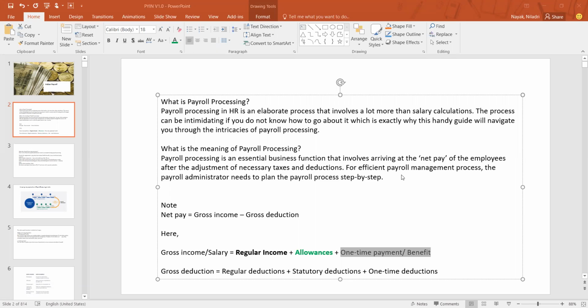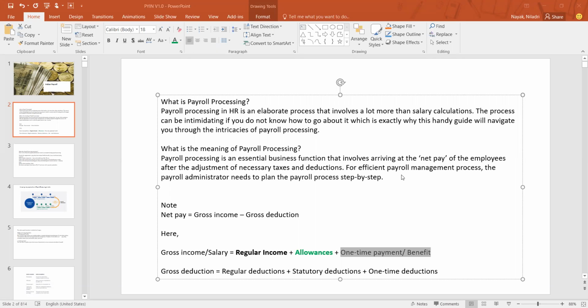So when I say regular deduction, it is a kind of EMI. Suppose you have taken a home loan or car loan, and that amount is deducted from your salary. It is linked to your salary, and from your salary it automatically gets deducted.